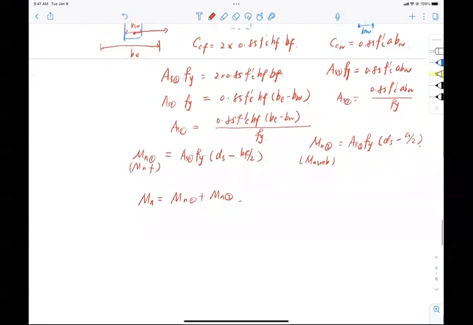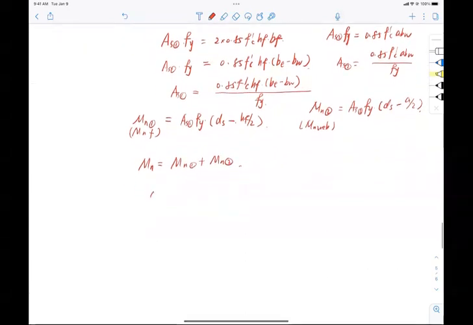So with this, I say phi Mn has to be greater than or equal to Mu, and I call it, analysis is over. So this is the analysis for the T-beam section.